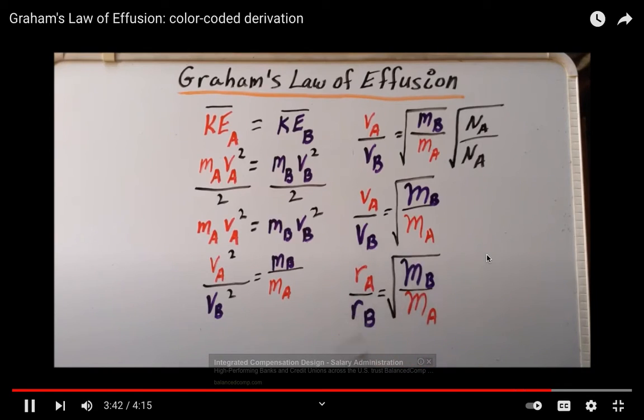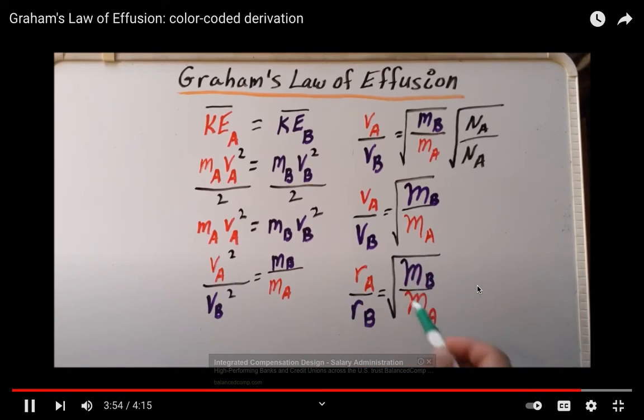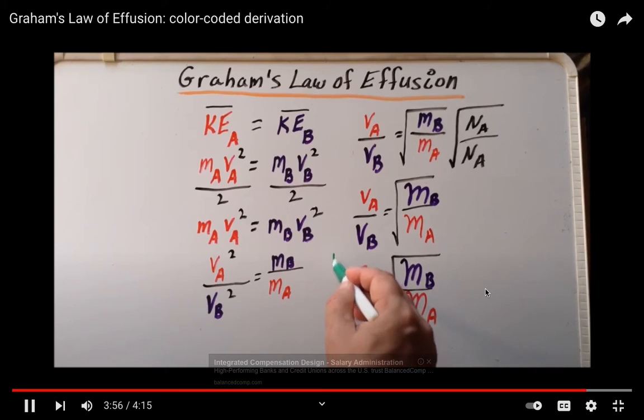So we get our final conclusion here, Graham's law of diffusion, that the rate of diffusion of A divided by the rate of diffusion of B is equal to the square root of the molar mass of B divided by the molar mass of A.